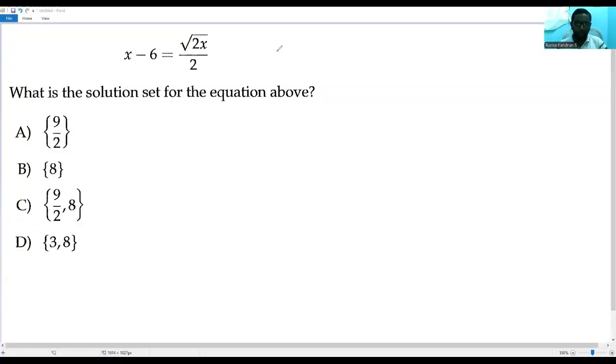Here we have a SAT math problem. Okay, let's go to the question. x − 6 = √(2x)/2. What is the solution set for this equation above?